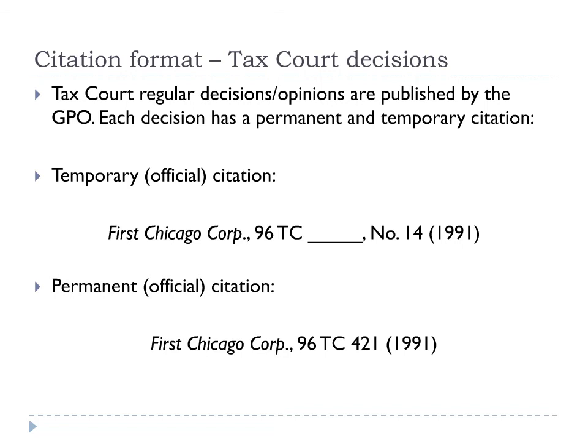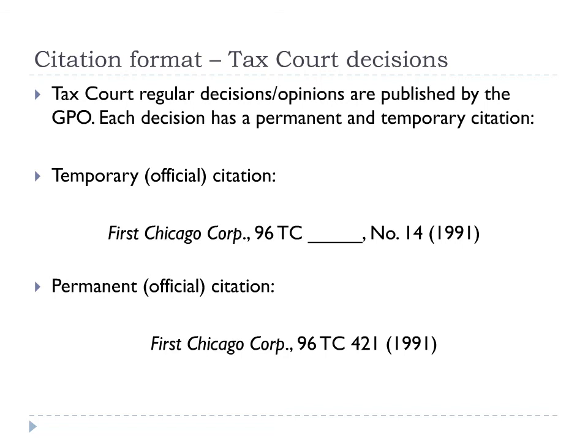What is the difference between these two citations? The temporary citation leaves a blank line for the eventual page number of the reporter on which the case will appear and includes the number of the case. That is, the number of the case heard by the tax court this year. The permanent citation replaces the number of the case with the page number in the reporter on which the case appears.